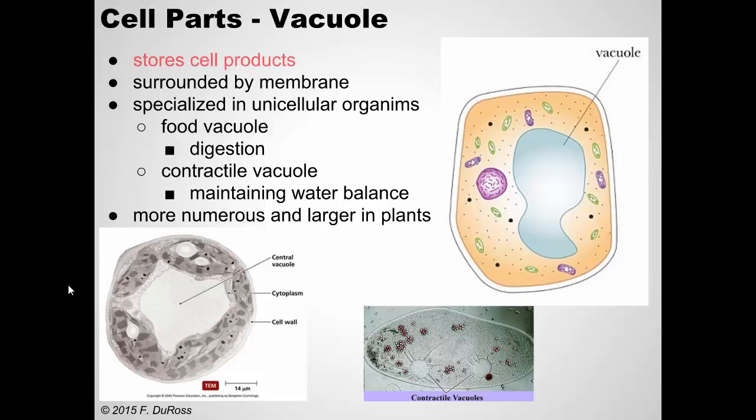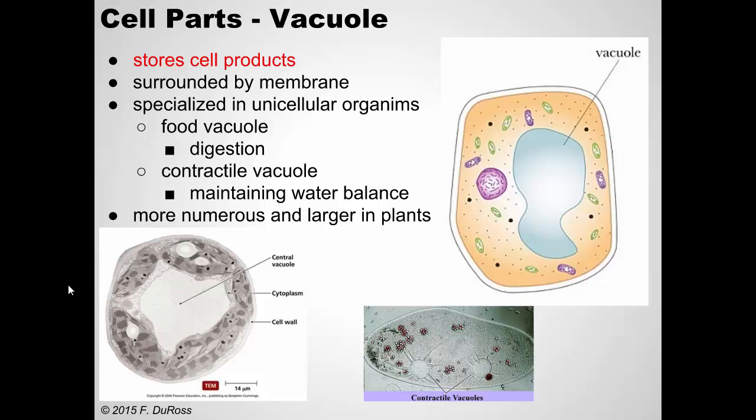Vacuoles. Vacuoles are storage areas. They store various cell products, water, food, surrounded by a membrane. They're specialized sometimes in unicellular animals, things like an amoeba or paramecium. There's a food vacuole. As the paramecium ingests food into the oral groove, it goes down the gullet and ends up in a little bubble that we call a food vacuole, which stores the food.